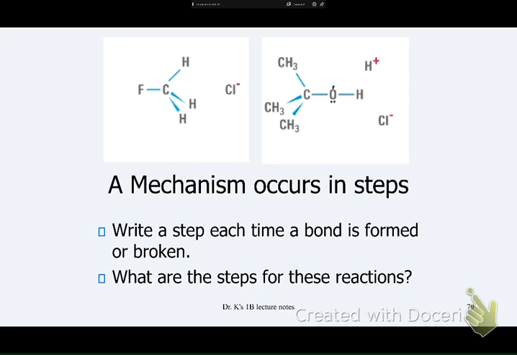So, for the one on the left, I already wrote it on the other slide, but I'm going to write it again. CH3Cl plus F minus makes CH3F plus Cl minus. So how many elementary steps? Just the one, right? So we say it's a single elementary step or a one-step reaction. Both bonds happen at the same time.